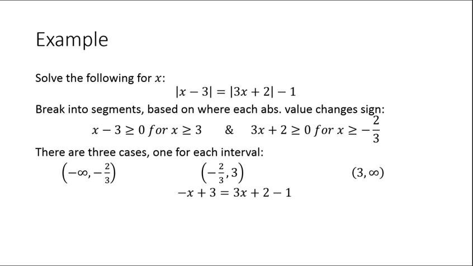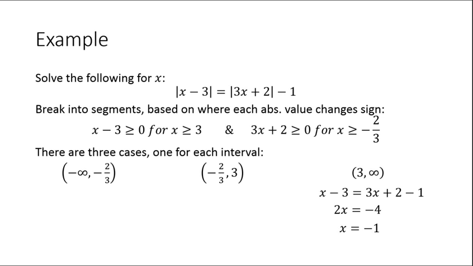For the second interval, the left-hand absolute value is still negative, so we distribute a -1, we get -x plus 3. The right-hand absolute value is positive, so we don't need to do anything to it. And at this point, we have a straightforward algebraic expression that we can work through the algebra to solve. The third case is that both absolute values are positive, so we can simply remove the absolute value signs without doing anything and solve algebraically. But this last case points out something very, very important.